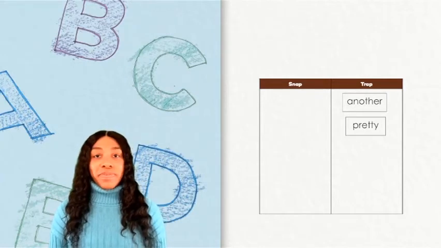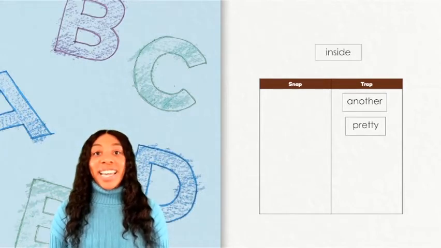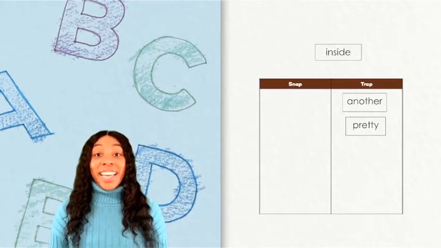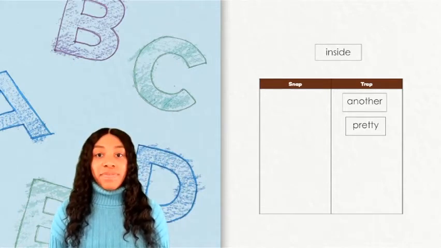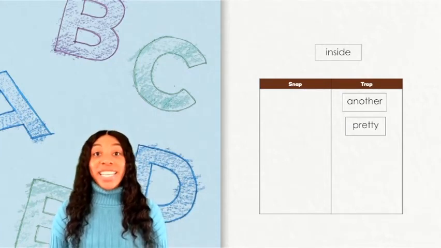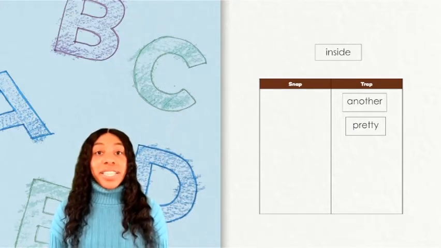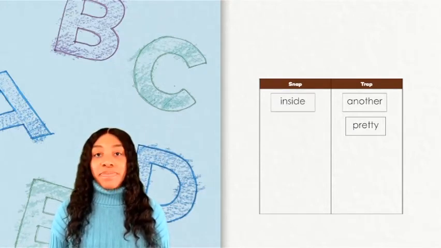Here's our next word. Inside. I hear two syllables in this word. First, we see a closed syllable, in. Next, the syllable side has a magic E, which should make the I sound like it does. This word is a snap word.